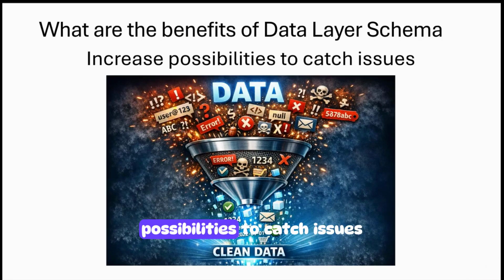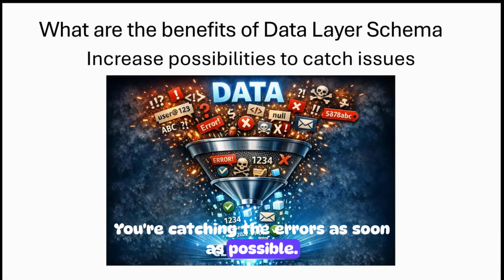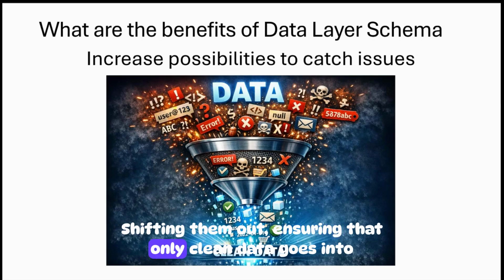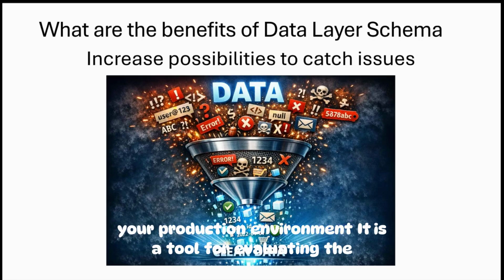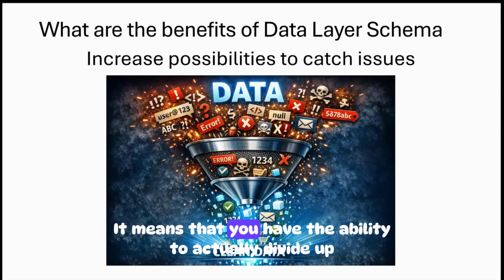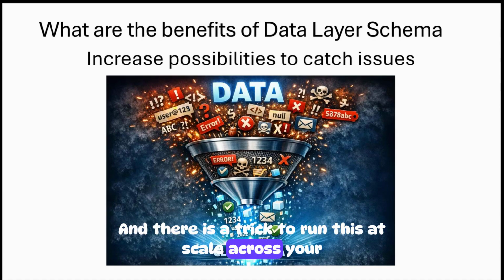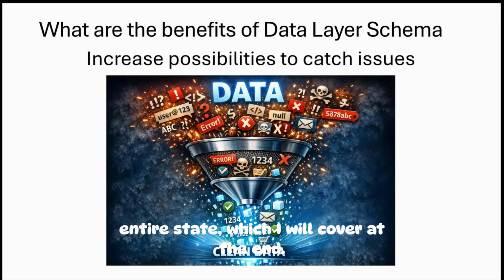It also increases the possibilities to catch issues earlier. I like to think of it as more of a filter. You're catching the errors as soon as possible, sifting them out, ensuring that only clean data goes into your production environment. It is a tool for evaluating the data as it is being pushed on. Putting this into your development environment means that errors can be flagged during development. And better off, it means that you have the ability to actually divide up the work more evenly. And there is a trick to run this at scale across your entire state, which I will cover at the end.